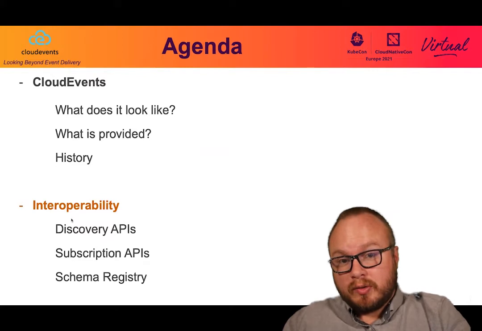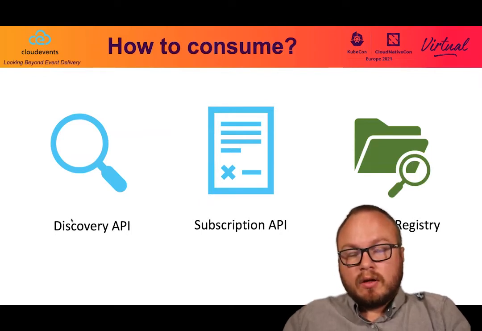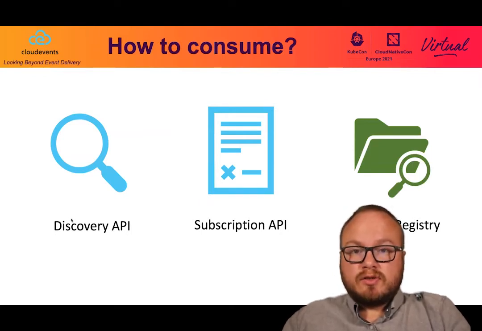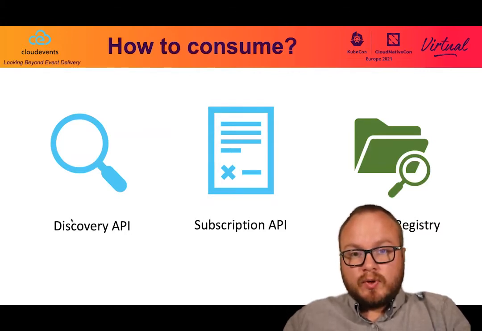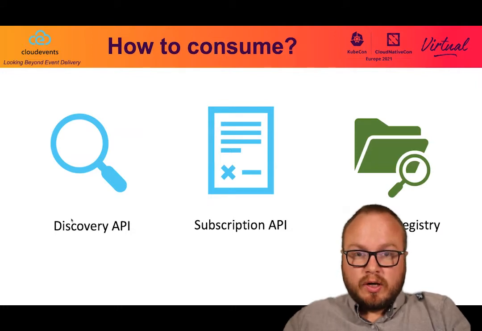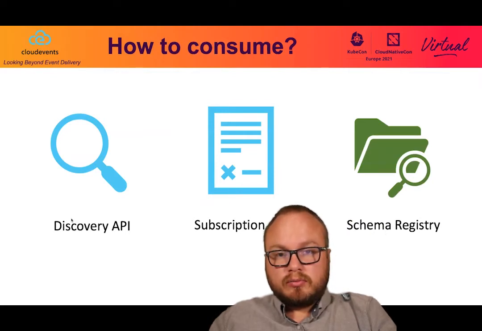So interoperability is basically how to consume the events. We already defined what the events look like and what they contain. But we still need to discover the events that are emitted by our systems. We need a way to subscribe to those events, and then ideally to have one place to publish the schema that defines our events.